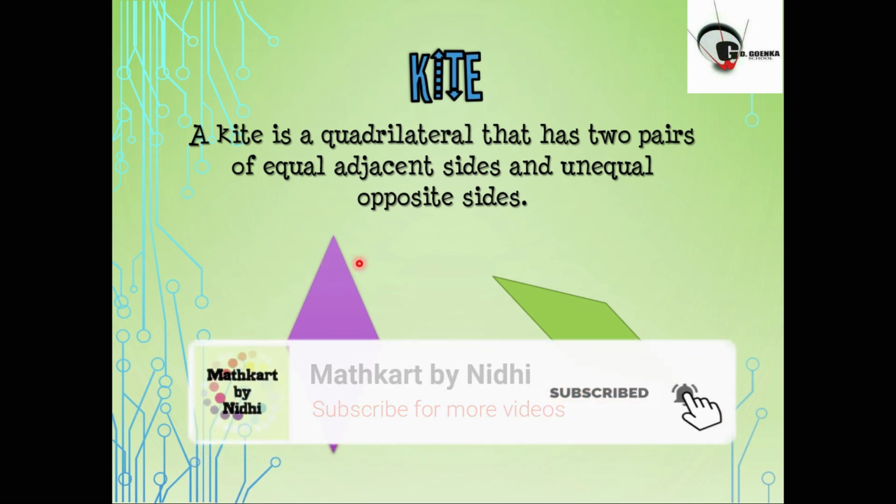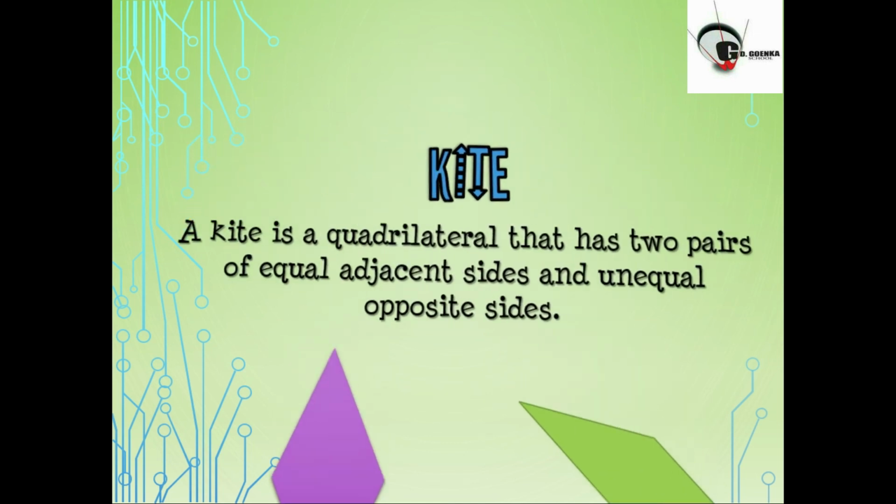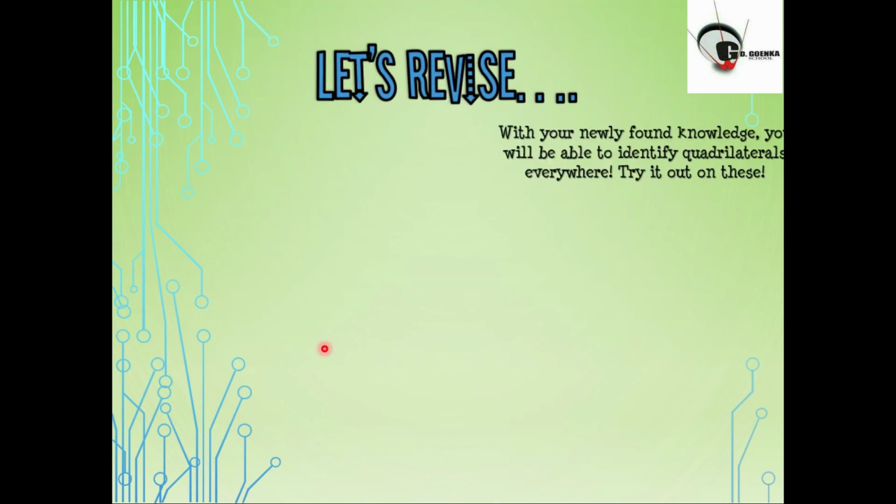Adjacent sides are equal. This side is equal to this side and this side is equal to this side, but it is not certain that this is equal to this. In the figure it can be seen as equal, but actually in the kite, the opposite sides are unequal. Okay, so I hope children you have understood all the concepts related to that.